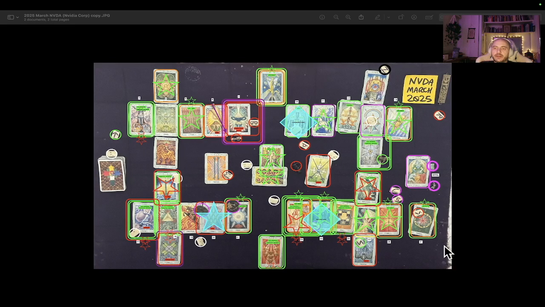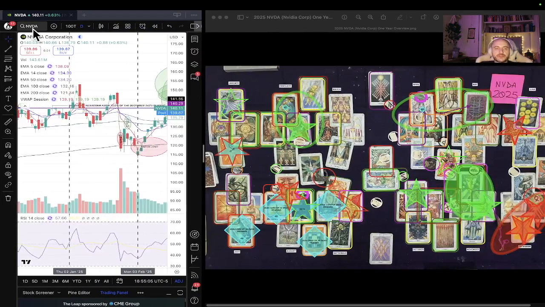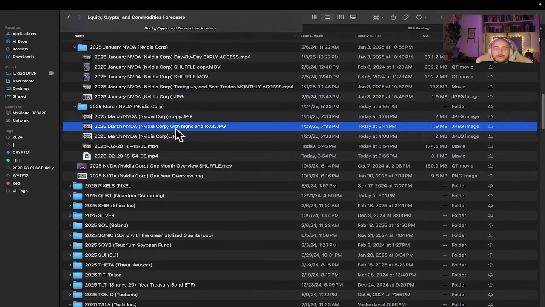This is the Nvidia 1 month overview reading for the month of March 2025. It's currently February 20th, 2025, 6:55 p.m. Eastern Time. Nvidia at the time of this reading, $140.11 USD. The shuffle video for the Nvidia 1 month reading for March was created on January 23rd, 2025 at 7:33 p.m. Eastern Time.